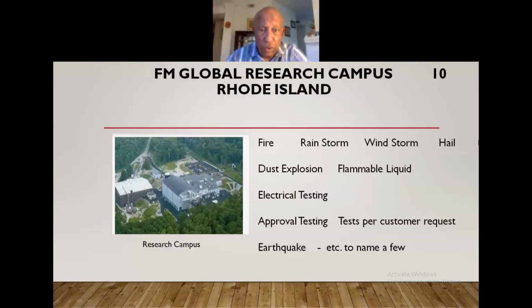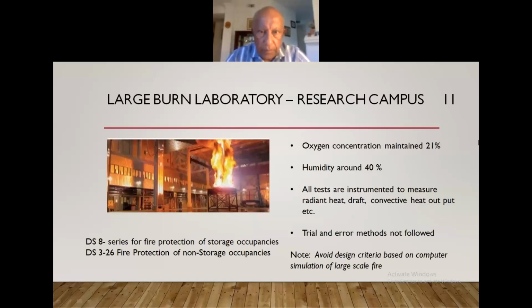And our job is to keep in touch with them to make sure that what they are doing and what we are doing are in sync. In other words, if I see a problem in the field and I want to do research, I write a research project for them to work on, and they will return the results sometime later, which we can bring into our standards. Okay. This is the large burn laboratory in the FM Global Research Campus.